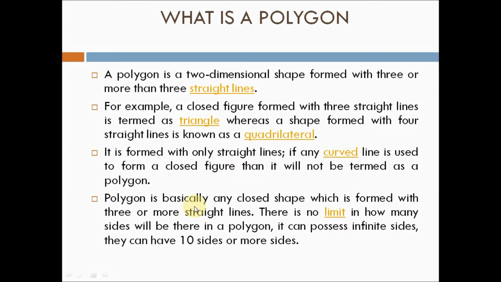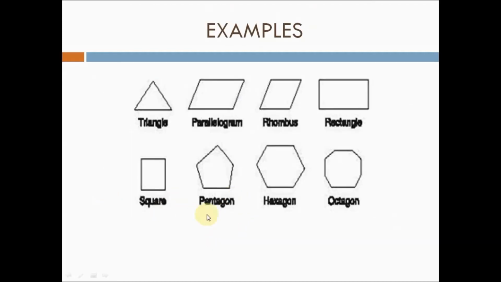Another important thing here: a polygon can be formed with three or more straight lines, but there is no limit on how many sides a polygon can have. It can contain more than 10 sides, more than 20, more than 50. You can construct a polygon with as many sides as you want. There is no limit on the number of sides for a polygon. So it's a two-dimensional shape formed with three or more edges. These are the examples.